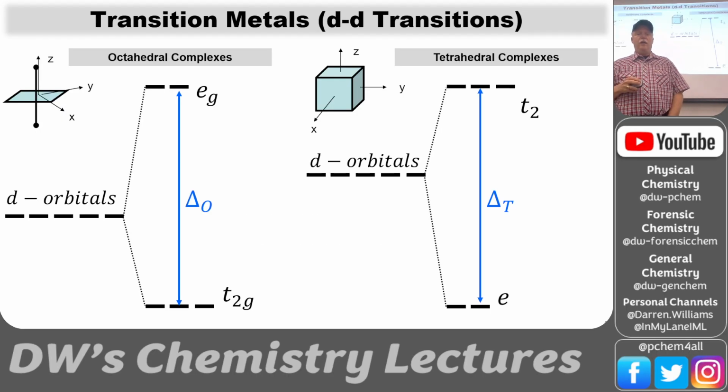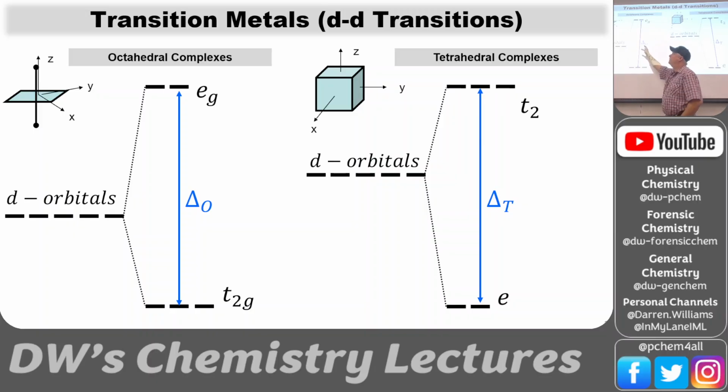Okay. So we're talking about the splitting of the five equal energy d orbitals on an atom. When you put those in a field, this is called crystal field theory. That field could typically be an octahedral field or a tetrahedral field, and they'll split different ways.